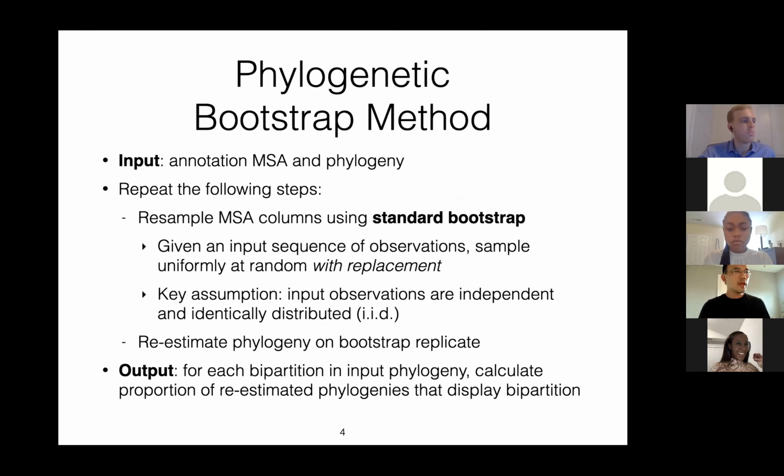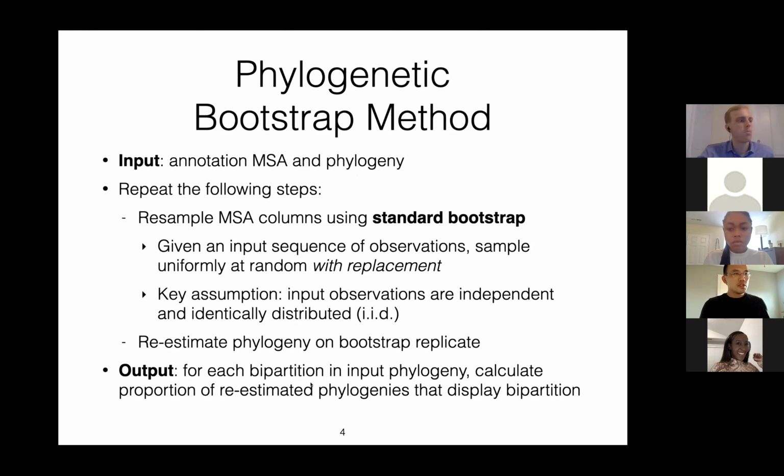And then what you simply calculate is the proportion for each of the bipartitions in your original annotation phylogeny in the input. You simply calculate the proportion of re-estimated phylogenies across all bootstrap replicates that display that bipartition. That is the phylogenetic bootstrap support estimate for each bipartition or edge in the input phylogeny.